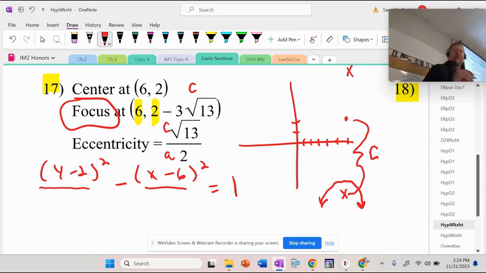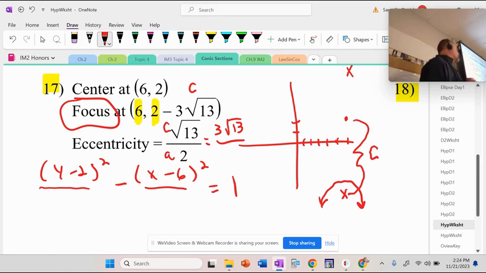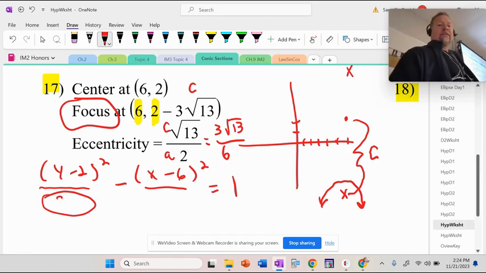So this equals, I'm sticking this right here. This is 3 root 13. What does that mean the denominator becomes? 6. It's simple, multiply top and bottom like getting a common denominator. So A is actually 6. So what goes under here? 36. 36 goes here. And now I do need my formula, right?